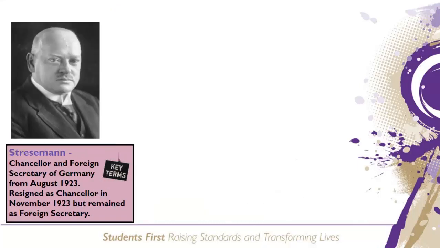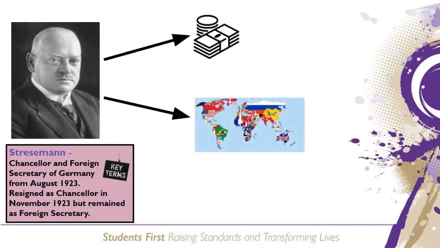Fortunately for Germany, in August 1923, President Ebert appointed Gustav Stresemann as his new Chancellor and Foreign Secretary. Although Stresemann resigned the Chancellorship in November 1923, he remained as Foreign Secretary until 1929. Stresemann's most important work was in economic and foreign policy.